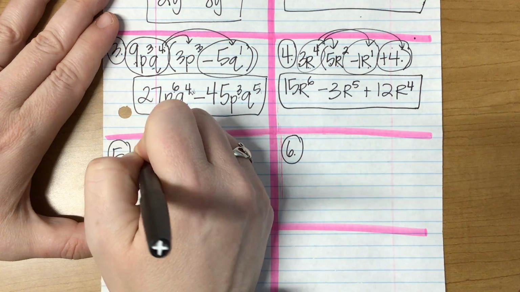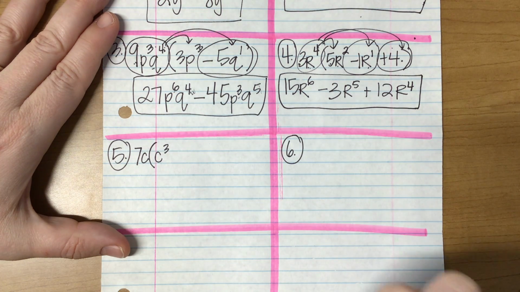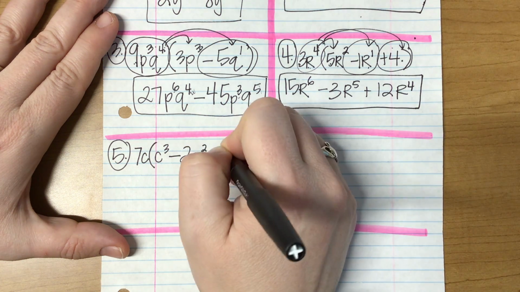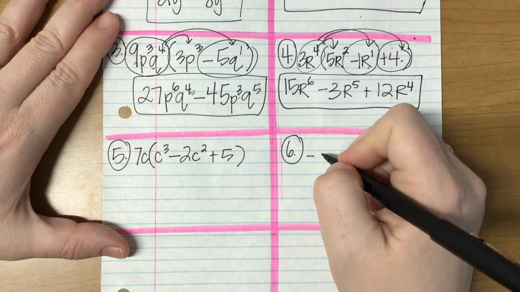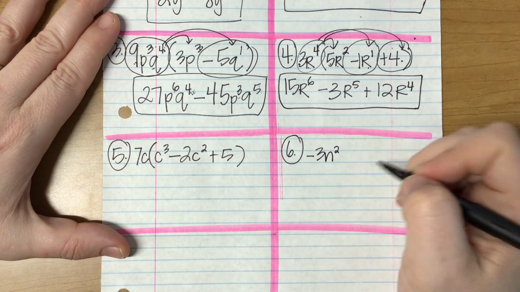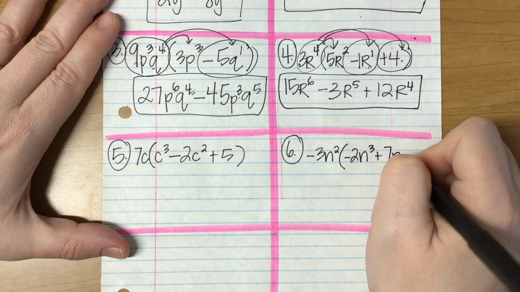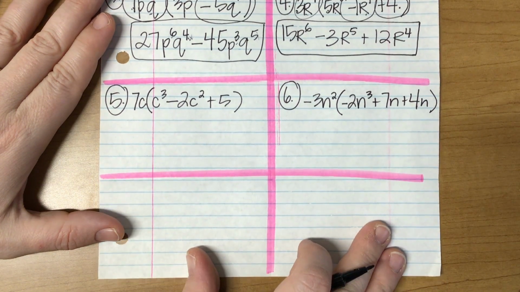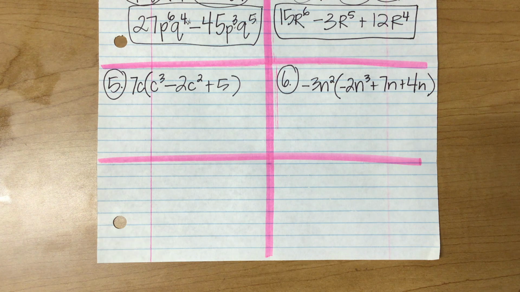All right, try this. 7c times c to the 3rd minus 2c squared plus 5. Try that one out. See how it goes. I'll put up number 6. Try those two. I'll ask for volunteers in just a second.